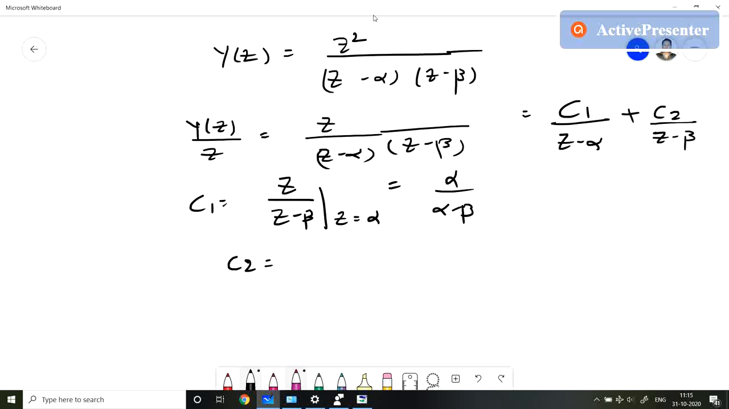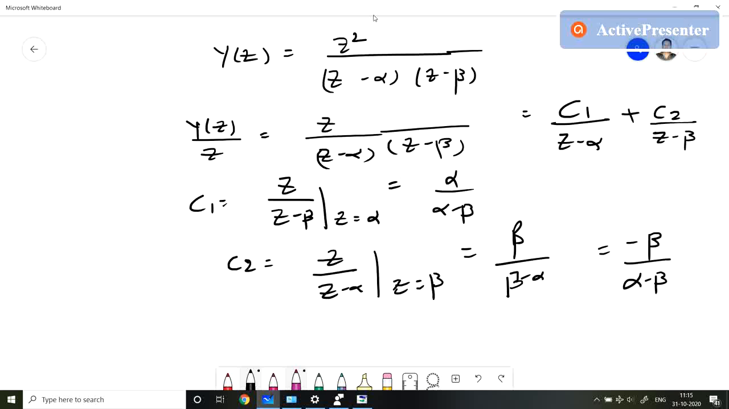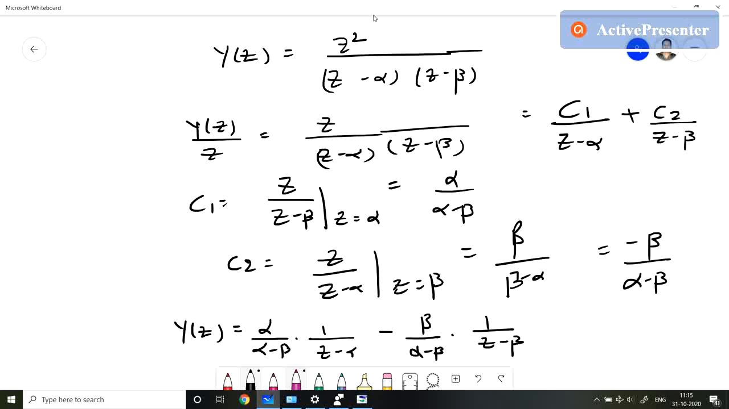Similarly, c2 is z divided by z minus alpha, putting z equal to beta, so beta divided by beta minus alpha, and we can write it in this form, minus beta divided by alpha minus beta. So we have c1, that is alpha divided by alpha minus beta, and c2, that is minus beta divided by alpha minus beta. Now Y(z) is written as, putting the values of c1 and c2, alpha divided by alpha minus beta into 1 divided by z minus alpha, minus beta divided by alpha minus beta into 1 divided by z minus beta. So this is Y(z), and what is the ROC?